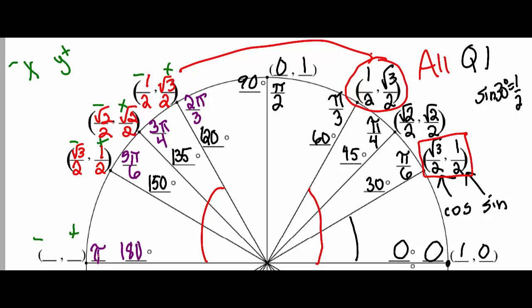At 180 degrees, or pi radians, this value will be negative 1, and this will be 0. So if we know the points in Quadrant 1, then we can reflect those and keep the same points but just change the signs based upon the quadrant.